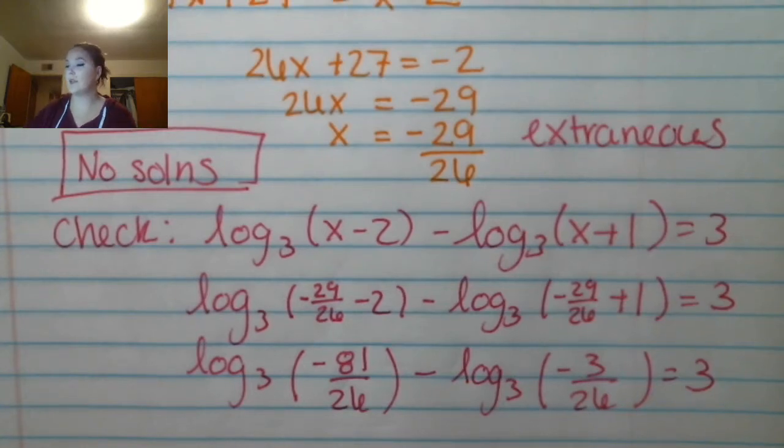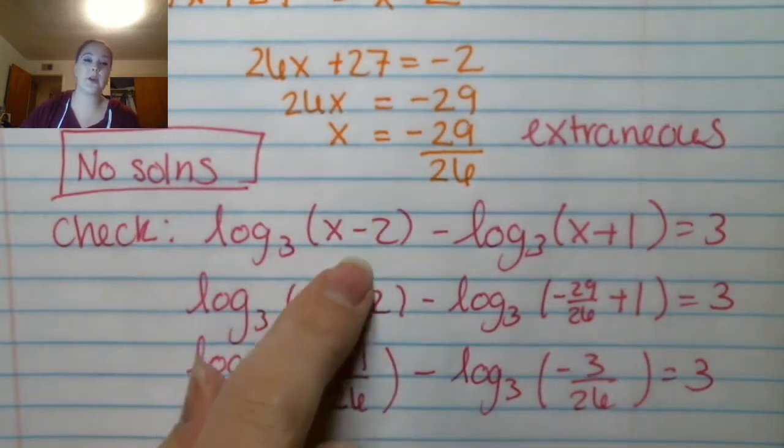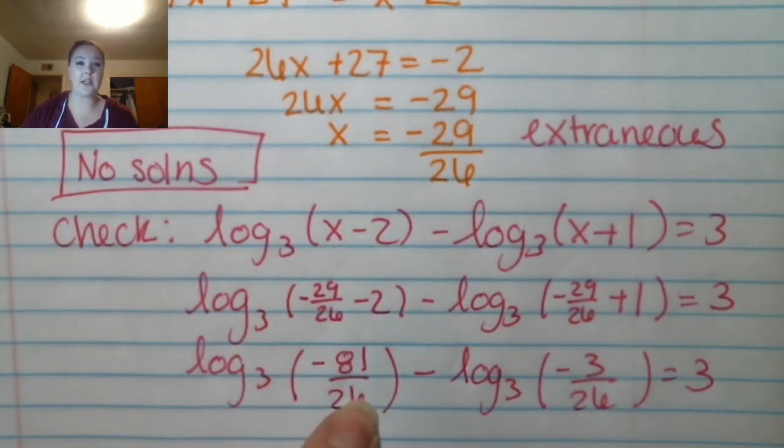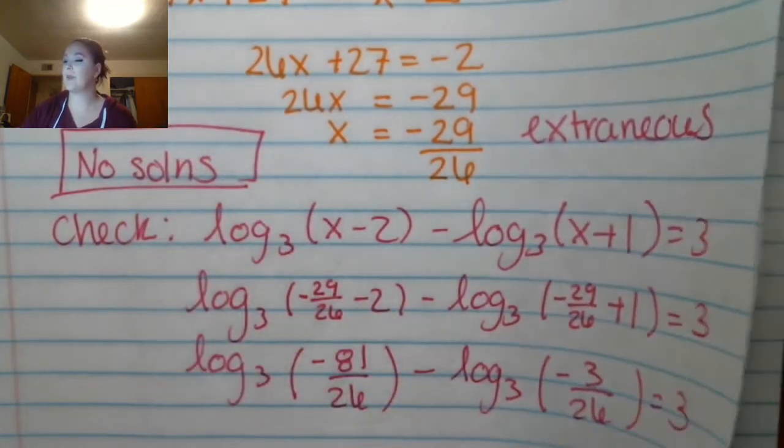All right. So now you guys can see what an extraneous solution would look like. You go to plug it in, you're getting a negative inside the log, which we know you're not allowed to do. So there are no solutions to this equation. Let's look at one more solve.